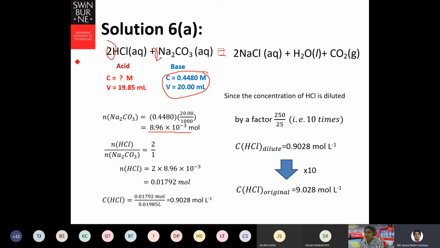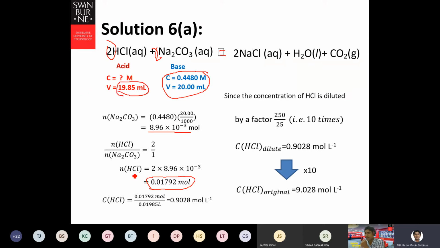I have 2 moles, I will have 4 moles of HCl. So this is the stoichiometric ratio, and then we know that we will have just the double of this number of moles of sodium carbonate in the number of moles of HCl. So HCl multiplied by 2 is 0.10179 number of moles of HCl, and this one is in 19.85 milliliter of the solution.